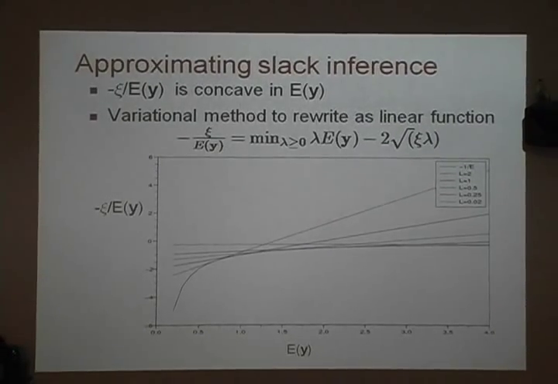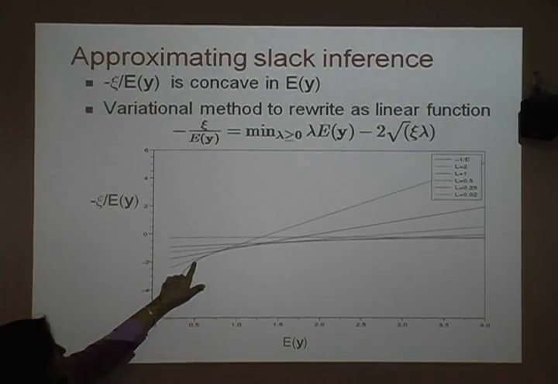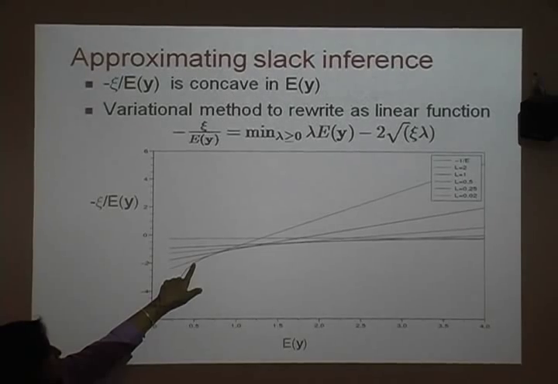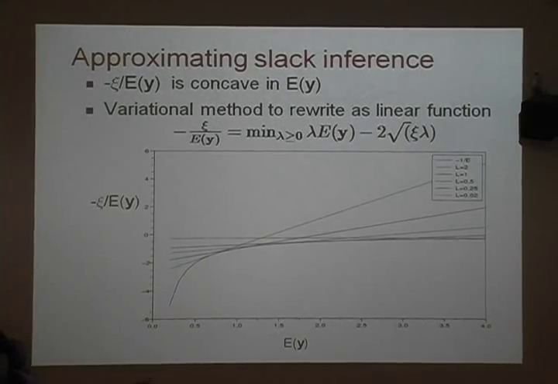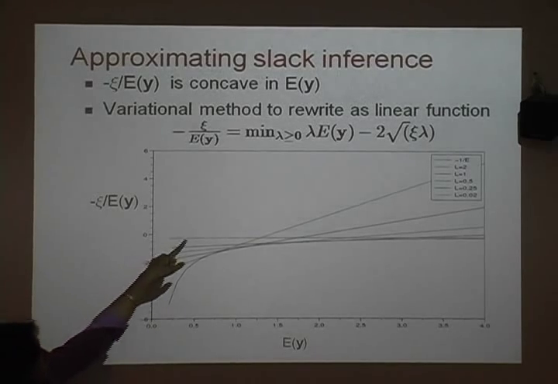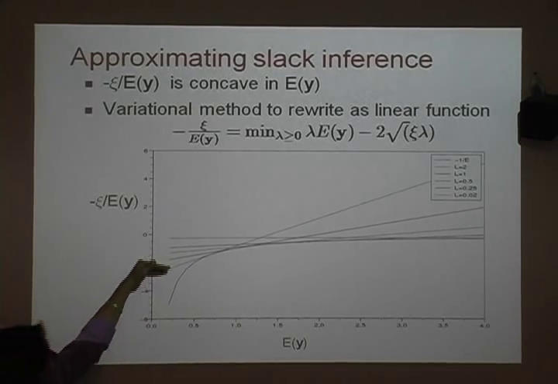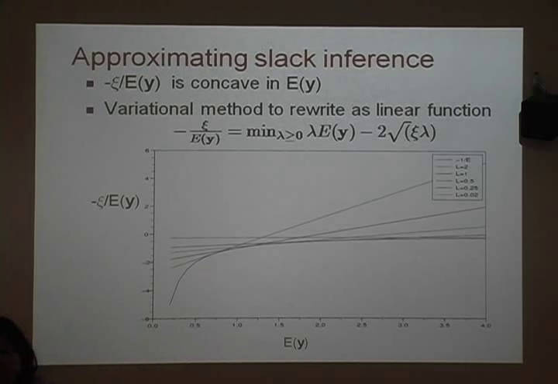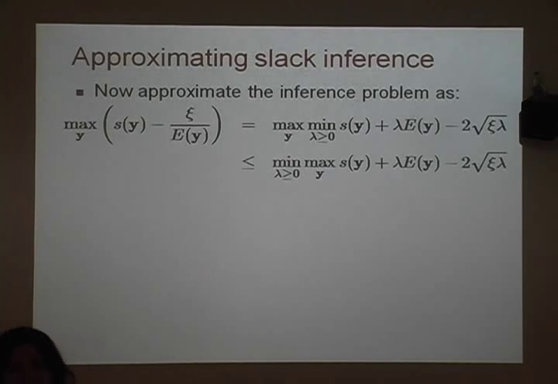For any possible lambdas, for every error function, there is one lambda for which it will be exactly equal. But if you pick some other lambda, the right-hand side function will always be above this concave function. Now this gives you an upper bound. It not only gives you an approximation, it gives you an approximate upper bound.